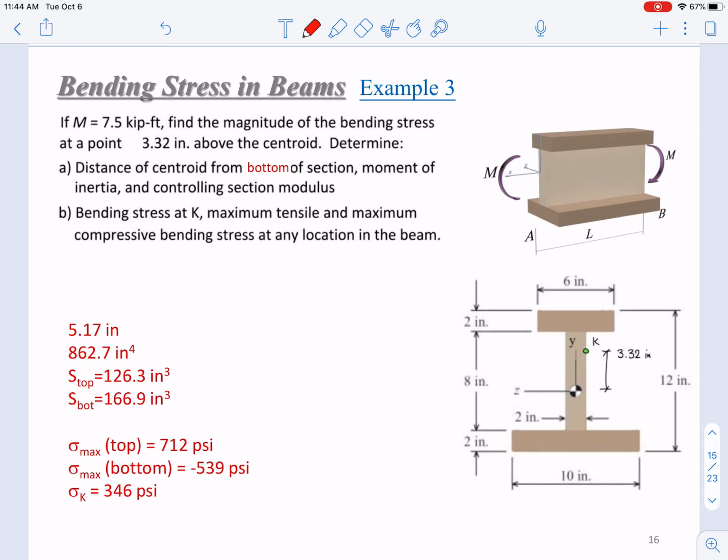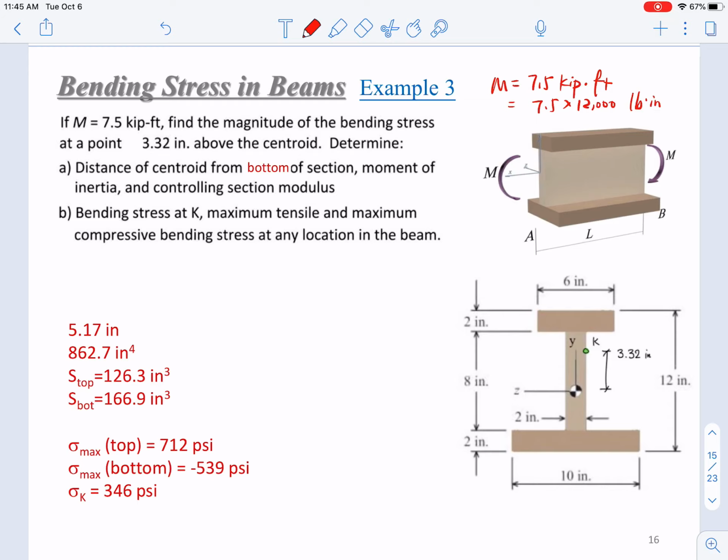In the beginning, this M just equals 7.5 kip-feet, but normally we use pound-inch. How to convert it? It will be 7.5 times 12,000. That will convert it into pound-inch.